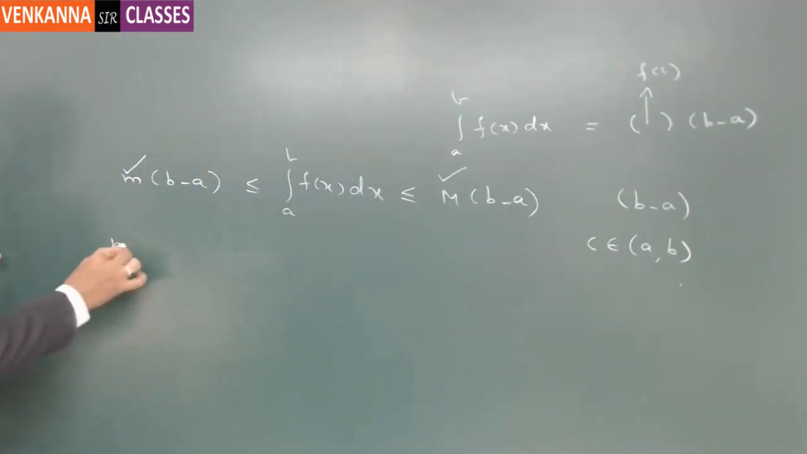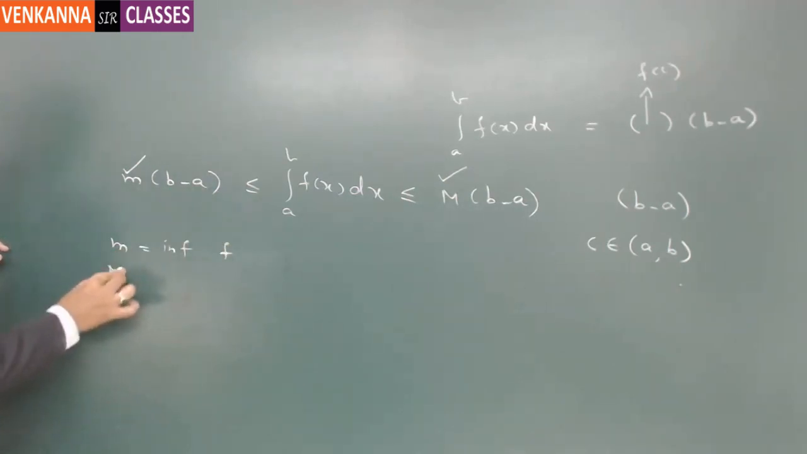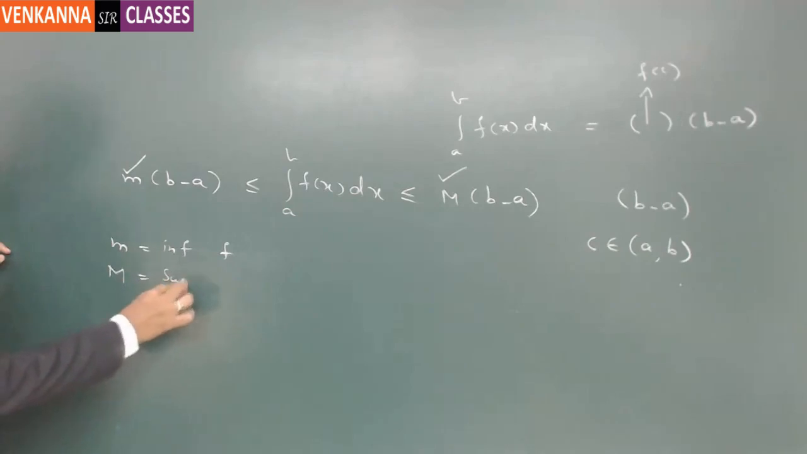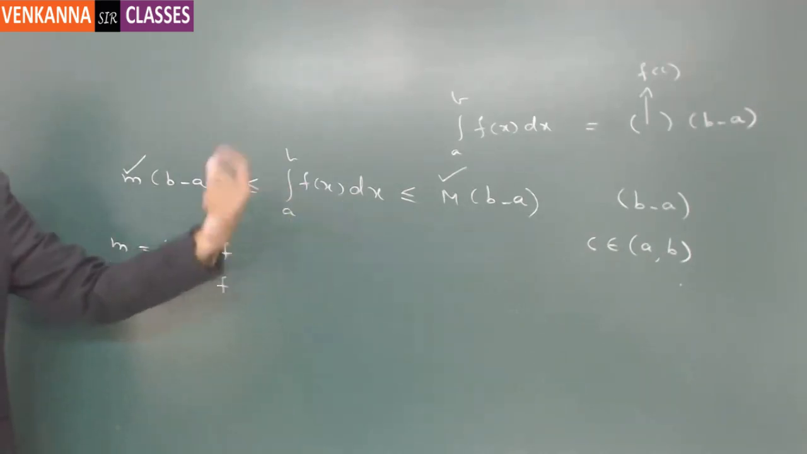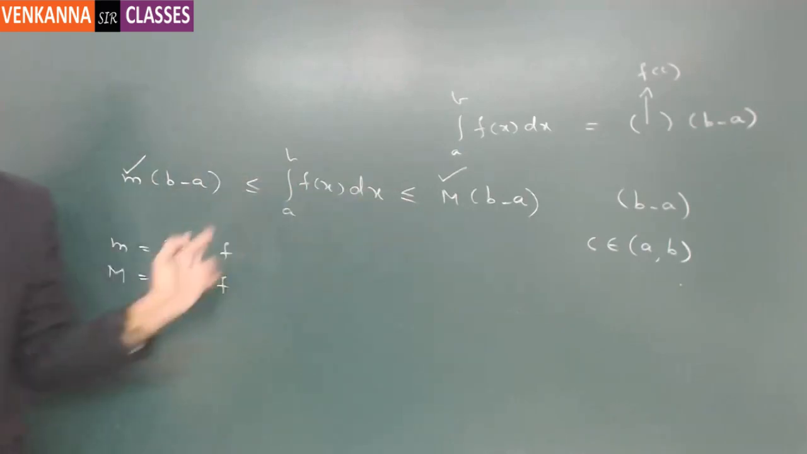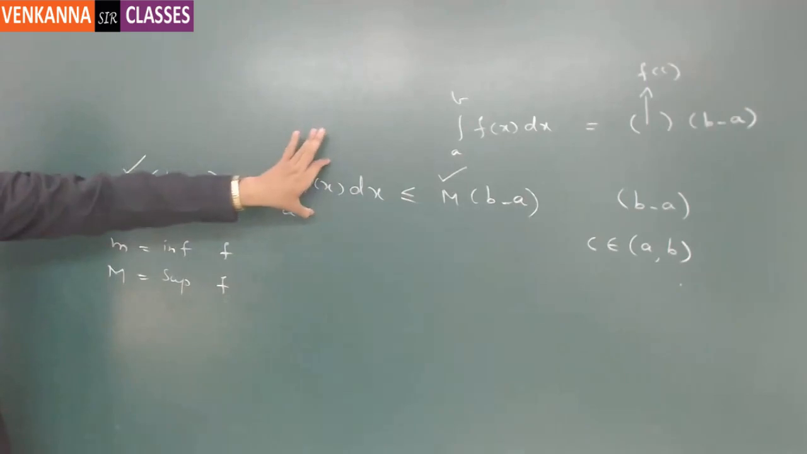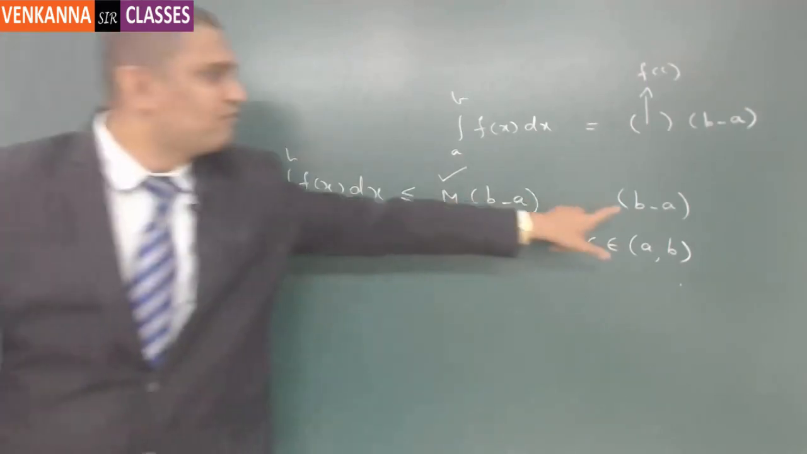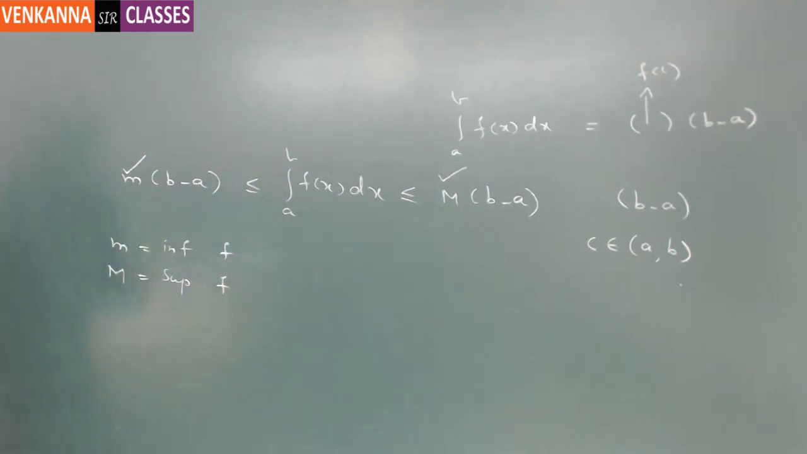So small m is equal to the infimum of f and capital M is equal to the supremum of f, and the integration value will lie between these two. From this, it can be observed that the integration value is always a multiple of b minus a. Some number times (b minus a) we are going to get. Okay? Is it clear to you all?